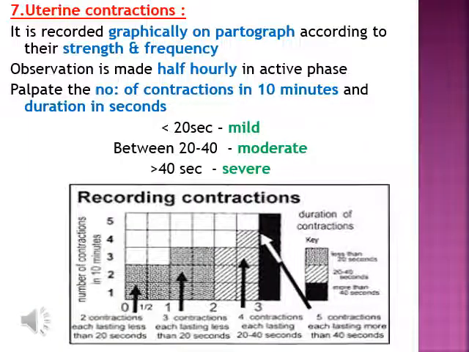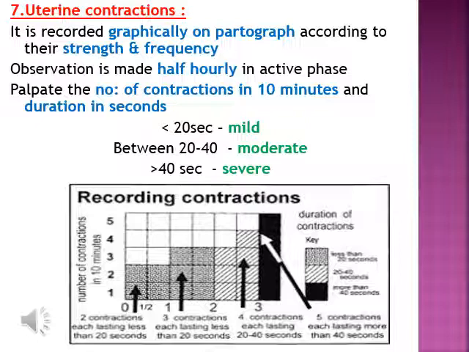The next component is the uterine contraction. It is recorded graphically on the partogram according to strength and frequency, and the observation is made every half an hour in the active phase of labor. Palpate the number of contractions in 10 minutes and the duration in seconds. You can see in this square it is mentioned as 0, half an hour, 1 hour, 1.5, 2 hours, and likewise. Every half an hour, we keep our hand over the abdomen and measure how many contractions there are and the duration of each contraction.